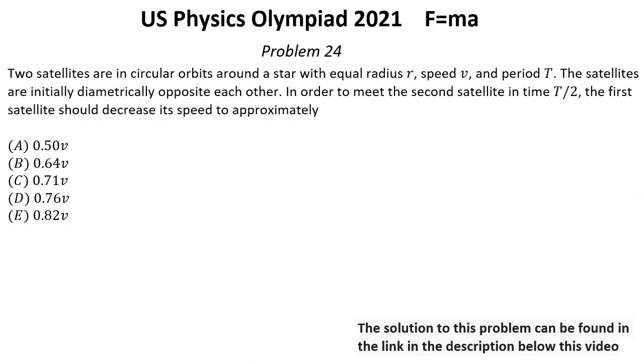Problem number 24. Two satellites are in circular orbits around a star with equal radius r, speed v and period t. The satellites are initially diametrically opposite each other. In order to meet the second satellite in time t/2, the first satellite should decrease its speed to approximately which of the following?